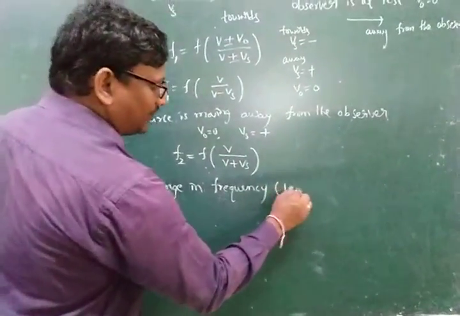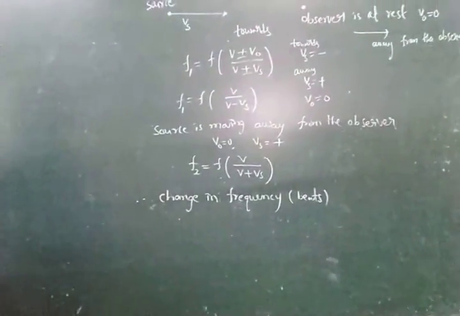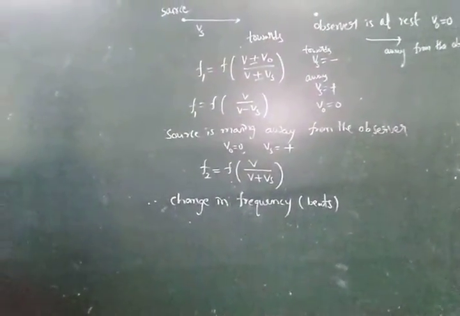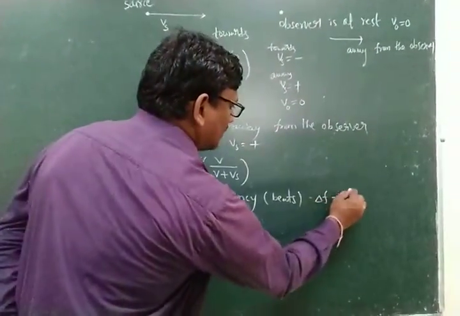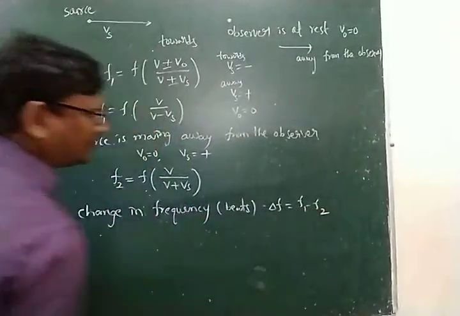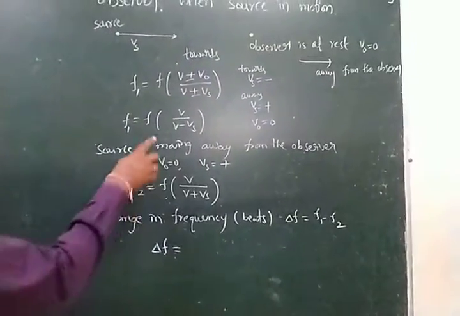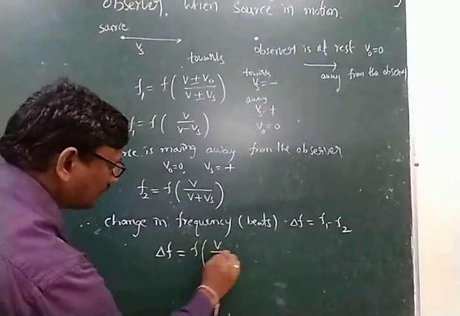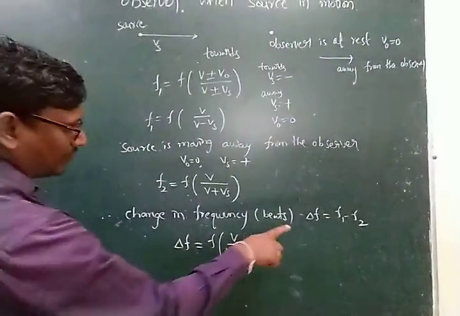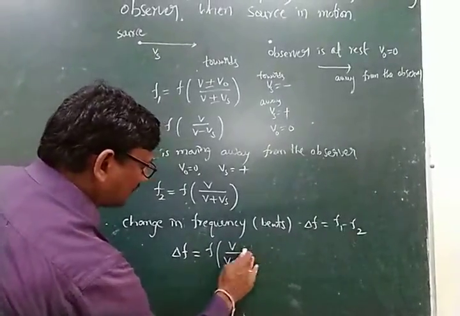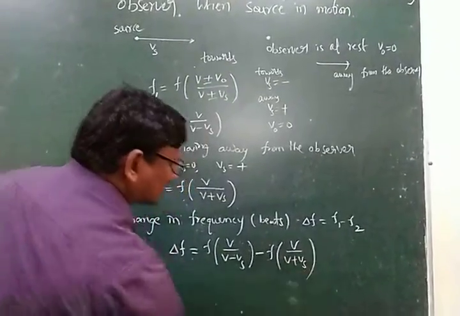Change in frequency is also called the beats. What is called as beats? Beats is nothing but the number of frequencies per second. That is, beats is equal to delta F is equal to F1 minus F2. Here delta F is equal to F1, how much is there? F into V by V minus Vs, minus F into V by V plus Vs.